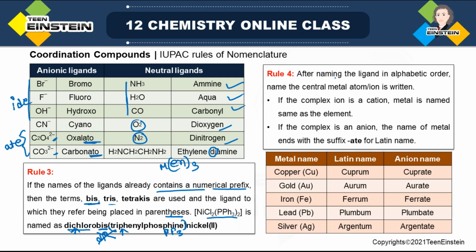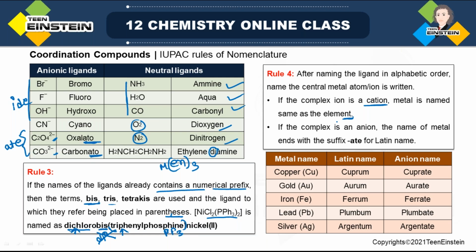Number 4. Until now, all the rules that we have discussed are based on the ligand nature. Now, after naming the ligands in alphabetical order, next you have to consider the central metal atom or ion, depending on whether the metal atom is neutral or carrying some charge. If the complex ion is a cation, the metal is named the same as the element. If the complex is an anion, the name of the metal ends with the suffix "ate".